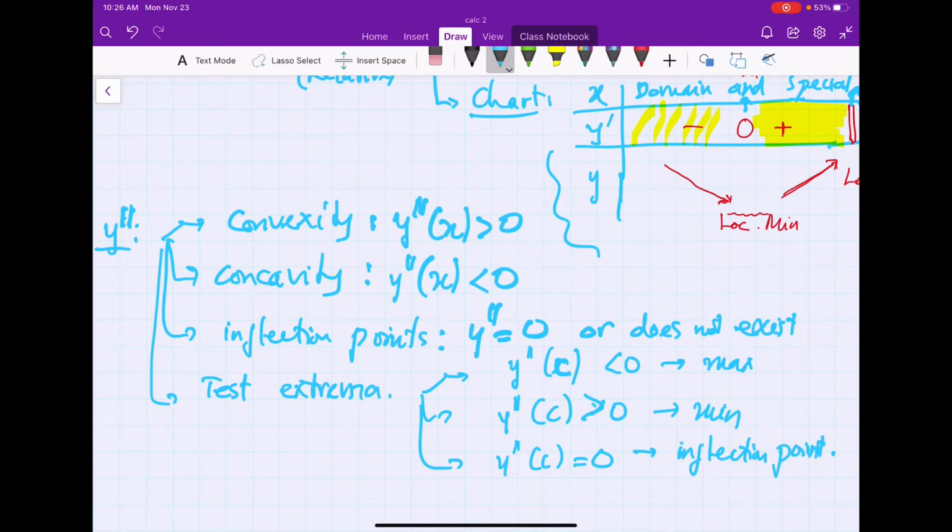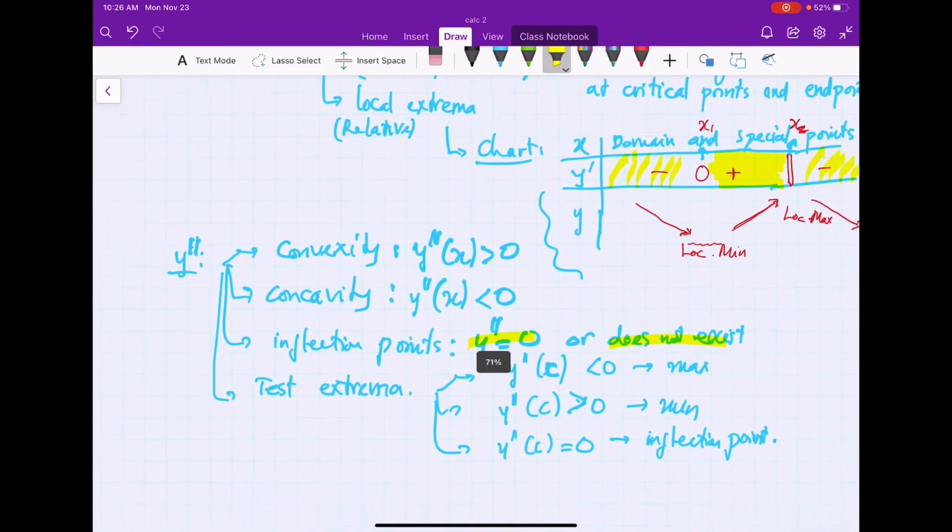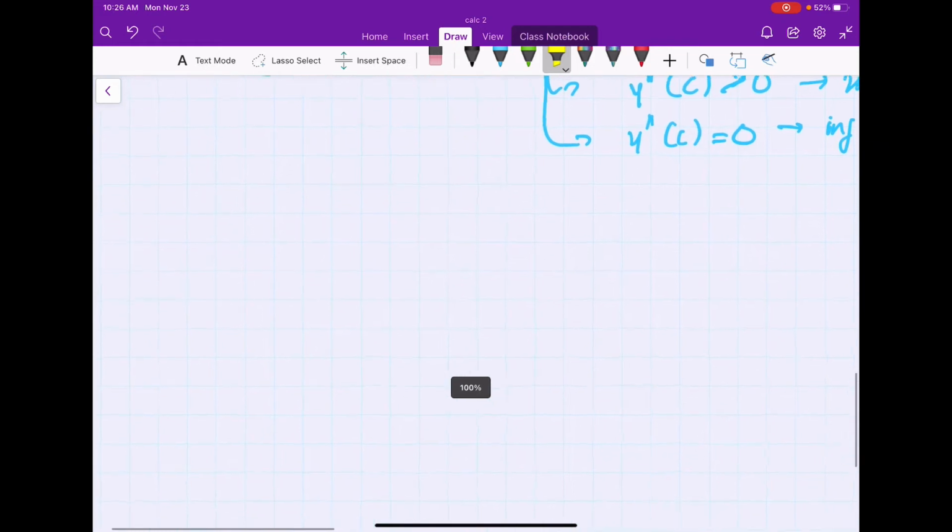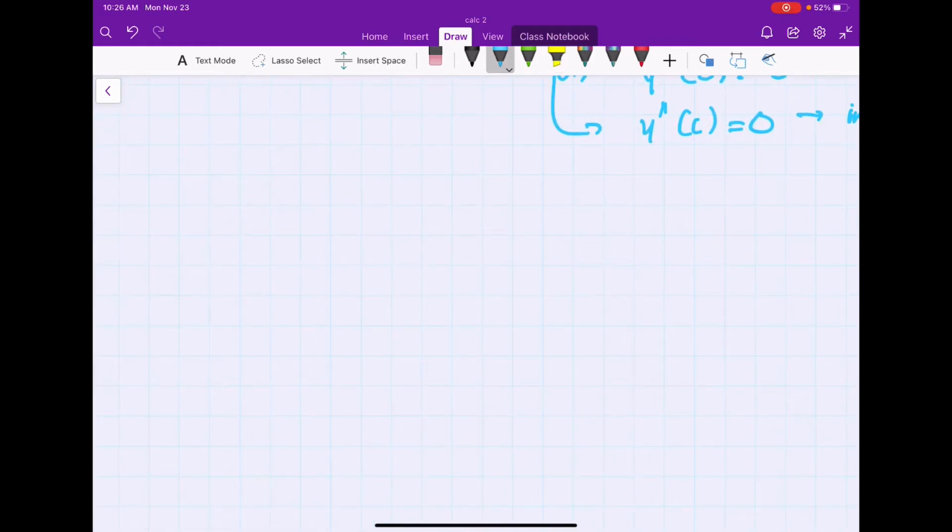Okay, it's very similar to the case of critical points. The derivative does not exist or is equal to 0, but this is about the second derivative. Okay, so we have different rules in here, differentiation rules.